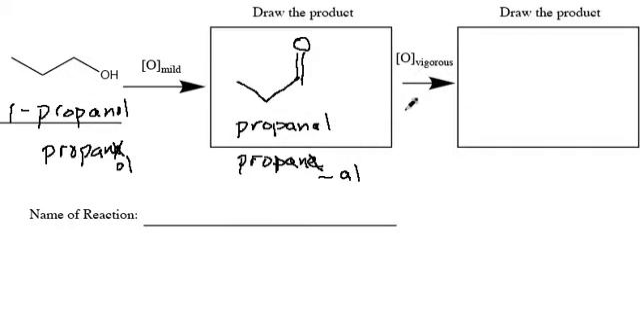The next step is another oxidation because an aldehyde can be oxidized further to form a carboxylic acid. So our carboxylic acid will also be based on the 3-carbon propane. And then it'll have the carboxylic acid functional group that was converted from the aldehyde. So that's double bond to an O and then an OH.